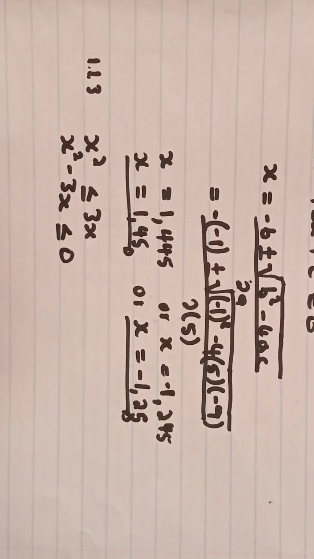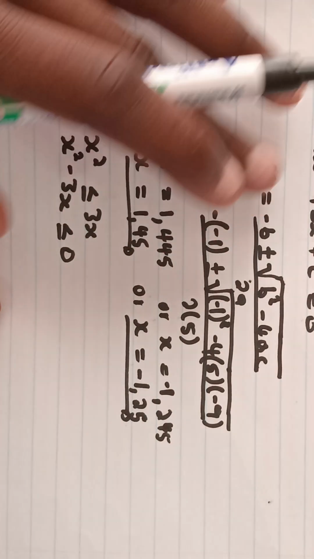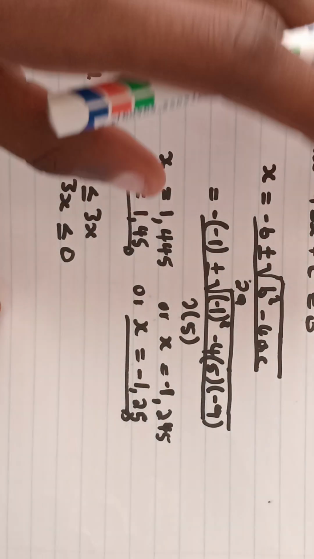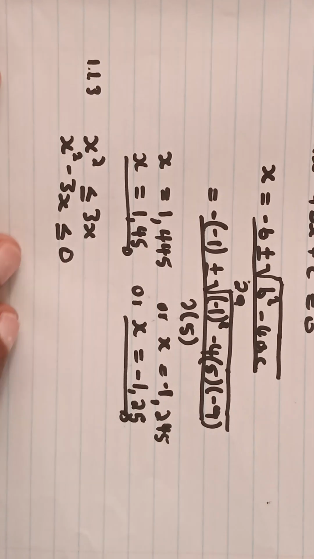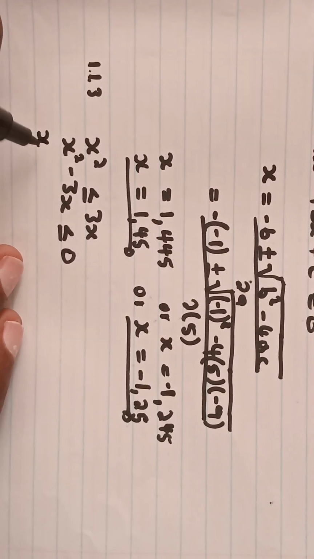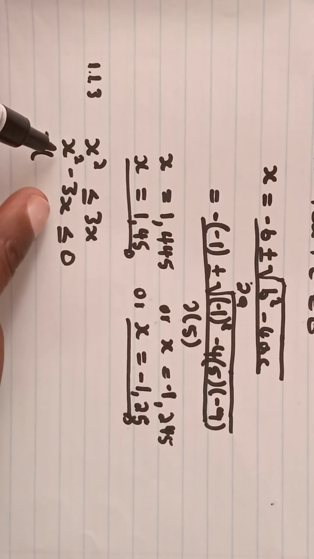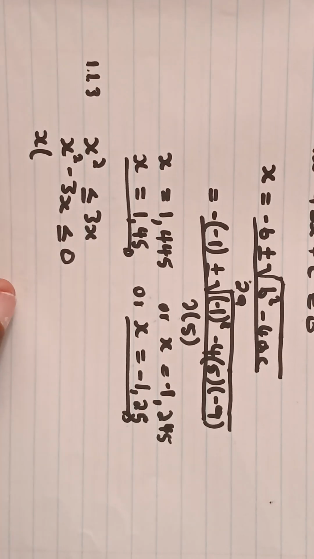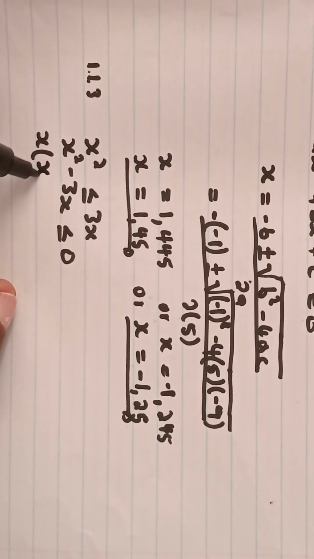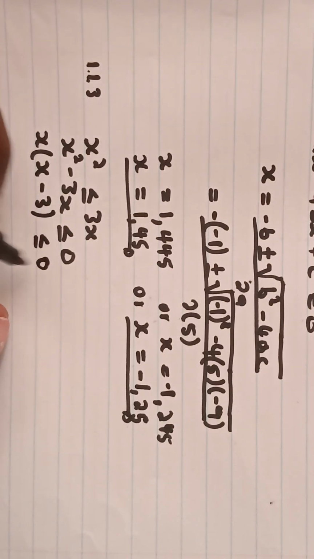Then let's try to factorize this thing, since it looks more familiar with the type of equations that we're dealing with, trying to solve for x. When we factorize this one, we can see that x here is common. Then we take x out of the bracket. Then we are left with x here minus 3. Then it's less or equals to 0.